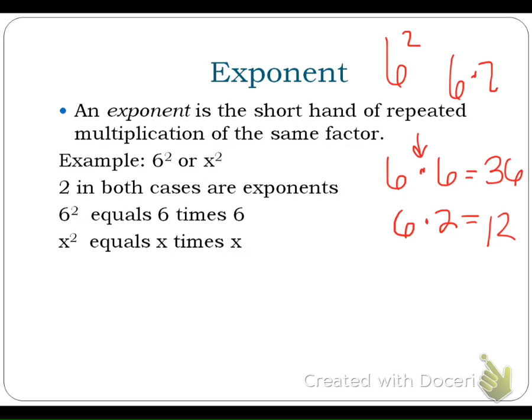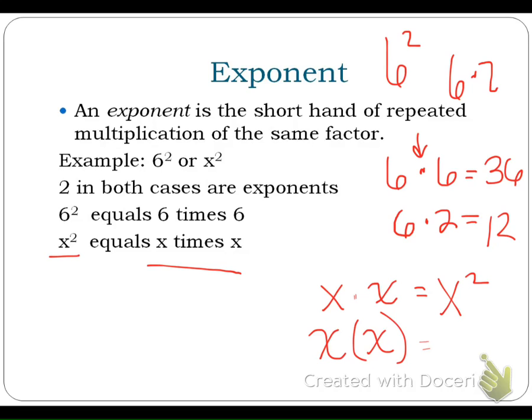If you see a variable with an exponent up in the air, you do the same thing. x to the second means x times x. We could do x dot x to show it, or you can do x times x to show that multiplication. Either way is equal to x to the second.